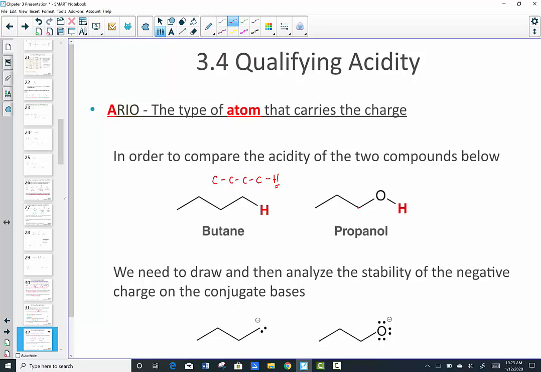Here we have 1, 2, 3 carbons in a row, and at the end, we have a hydroxyl group, the OH. We've learned to recognize this as an alcohol functional group. So what we're comparing is the hydrogen that's attached to an oxygen or the hydrogen that's attached to a carbon.